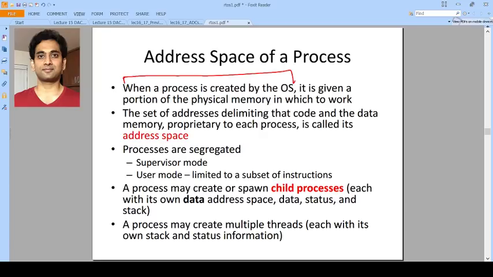The set of addresses delimiting that code and the data are proprietary to the process. It is called address space. So the set of addresses which correspond to the data and instructions specific to this process is called its address space. Now, in order to ensure the safety of processes, when there are three processes, for example, process 1, process 2, and process 3, you want to safeguard each of these processes from corrupting each other. So you want to make sure that process 1 does not encroach into the address space of process 2, and process 2 does not inadvertently corrupt the program for process 3.